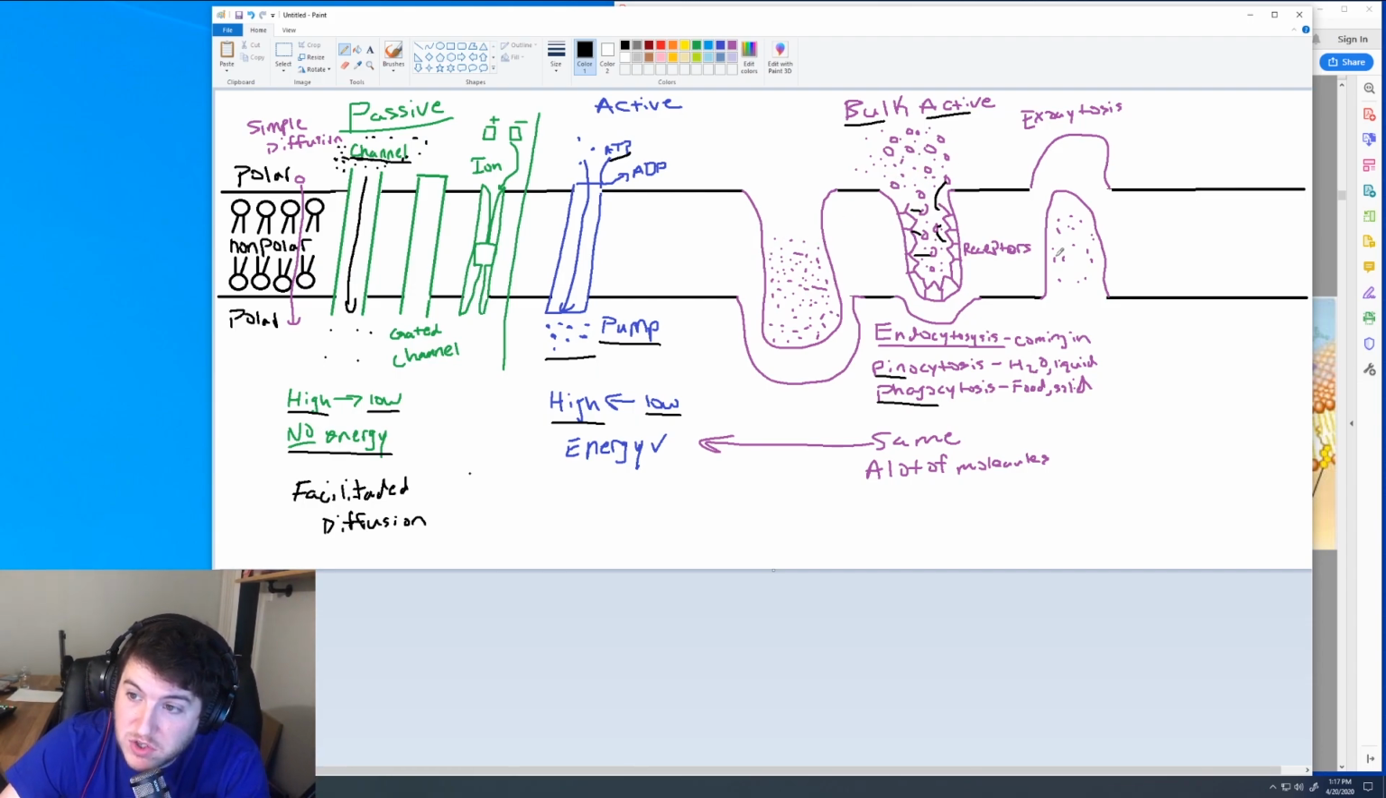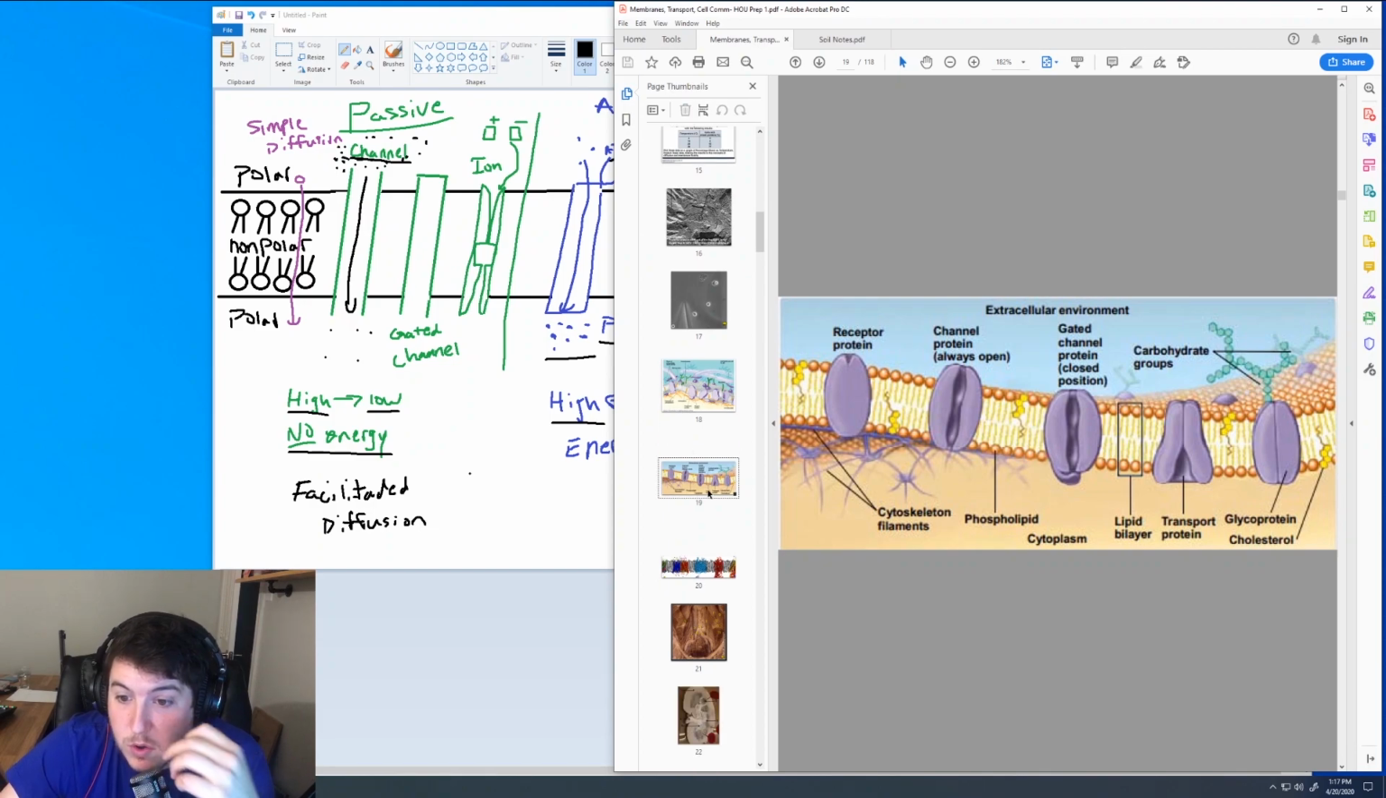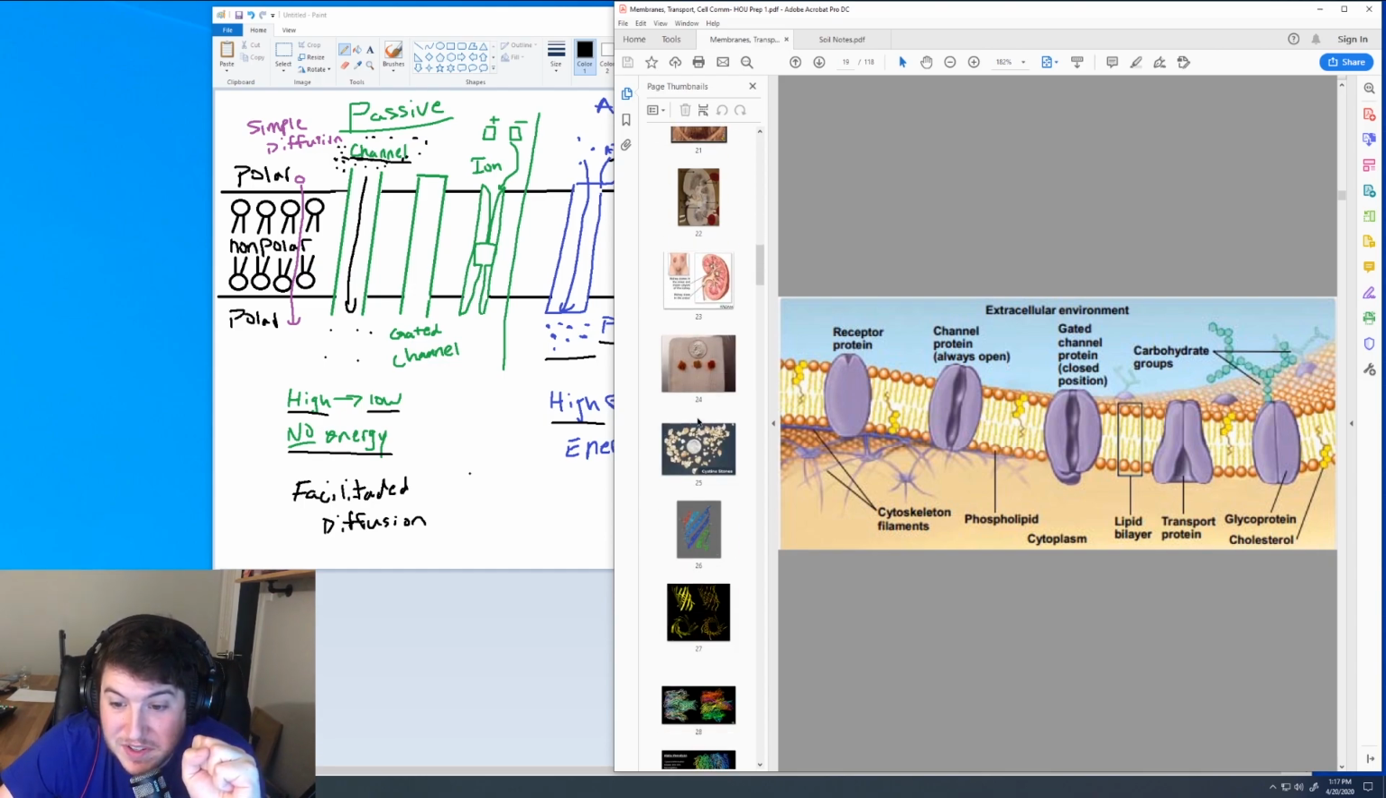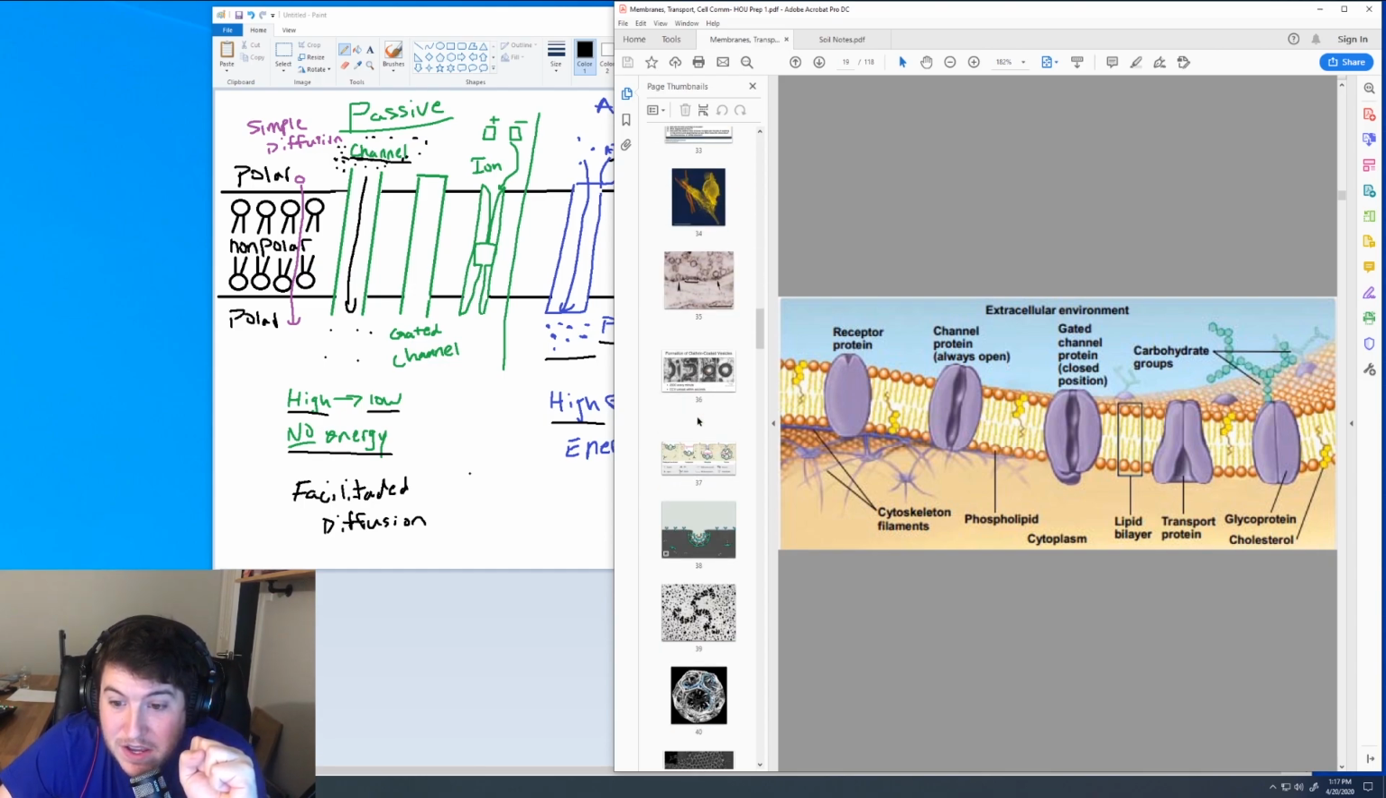Because these other two are essentially just holes, and as soon as it fills up with something, it just comes in. So if it's water, it could be a lot of water, it could be a lot of not water. But with the receptors, you're getting more of whatever you're trying to target. Okay. So those are all the types of transport in a very quick nutshell kind of explanation.